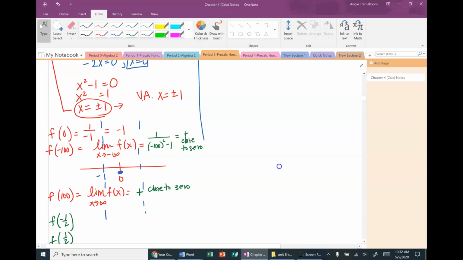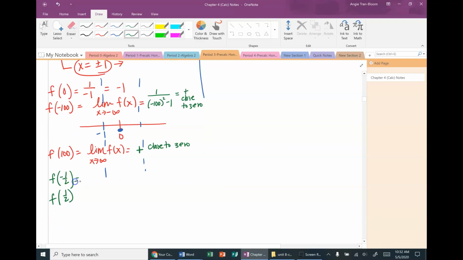Now when we plug in a -½, that's going to give us 1 over (-½) squared minus 1. That will give us -4 over 3. When we plug in a positive half, it will also give us -4 over 3 because it's x squared. So because it's -4 over 3, that's slightly, as you can see, lower than -1. So if I were to plot those two dots, they're about here.